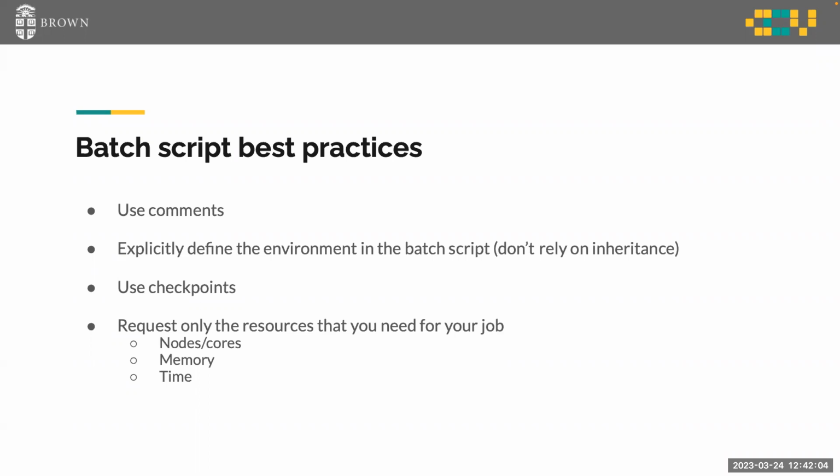If at all possible, use checkpoints in your code. For those of you who don't know what checkpointing is, checkpointing basically means that you're writing out temporary restart files so that if the code crashes for some reason, if Oscar goes down for some reason, you've got some intermediate step along the way. You don't have to rerun from the beginning. Some applications have that built into them.